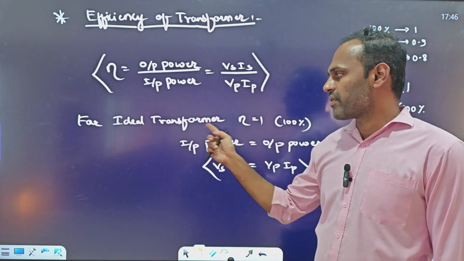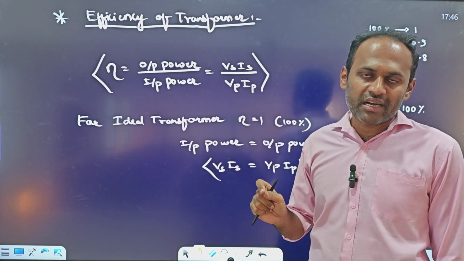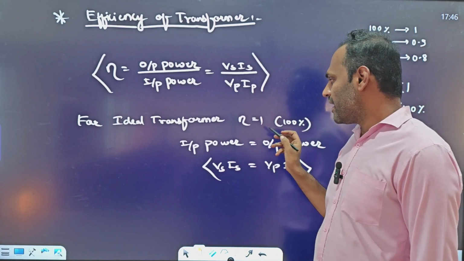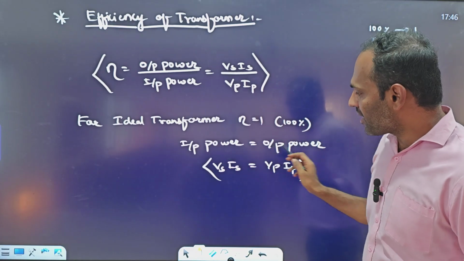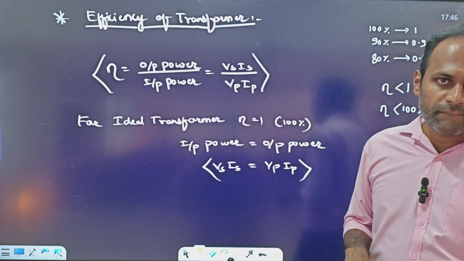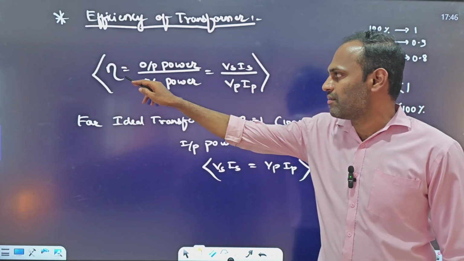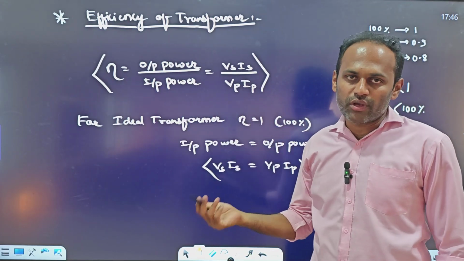But this ideal transformer is an ideal concept. Right? It is a theoretical concept. Here we can take efficiency as 1 or 100%. Input power and output power both will be equal. Right? If this is 1, then input power and output power are equal.